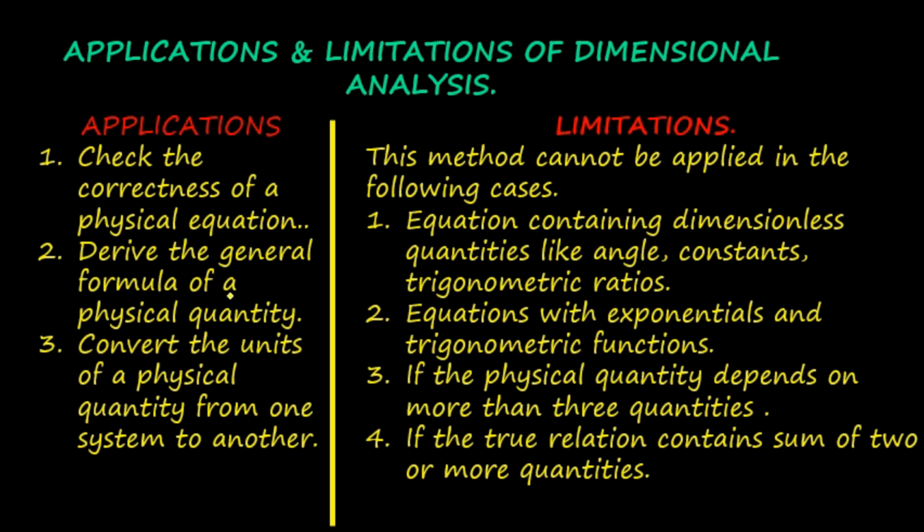Second one, derive the general formula of a physical quantity. In order to derive the general formula of a quantity, we have to know the dependence of that physical quantity on other physical quantity. For example, we want to derive the general formula for energy. Then we should know that energy depends on mass and velocity of light. Third, dimensional analysis can be used to convert the unit of a physical quantity from one system to another. Say for example, we want to convert the unit of force from SI system to CGS system or vice versa, then this method can be used. The only thing is we should know the dimensions of the physical quantities as suggested by the unit in both systems. We will discuss these applications in detail in the next video for better understanding.